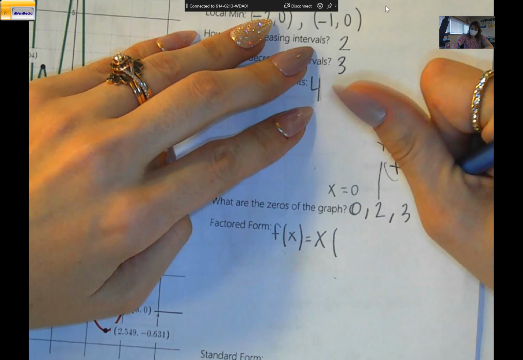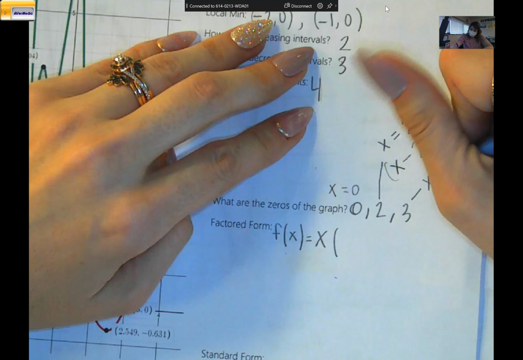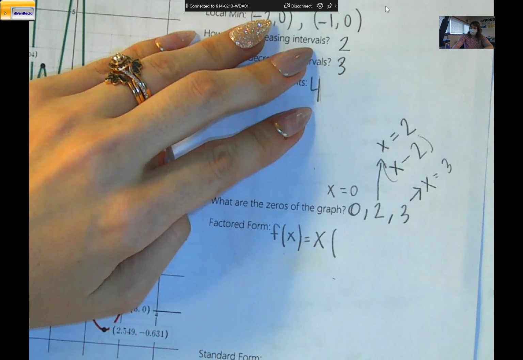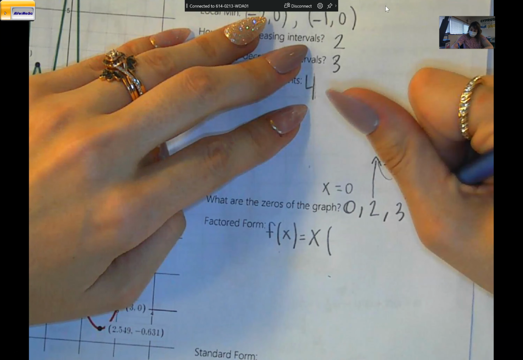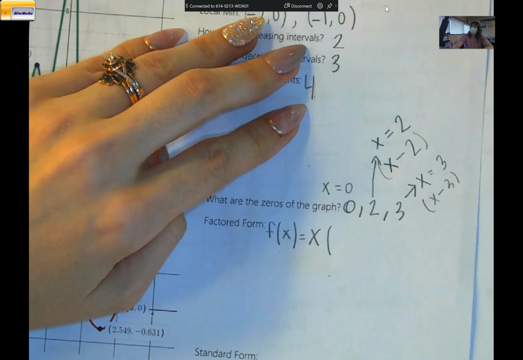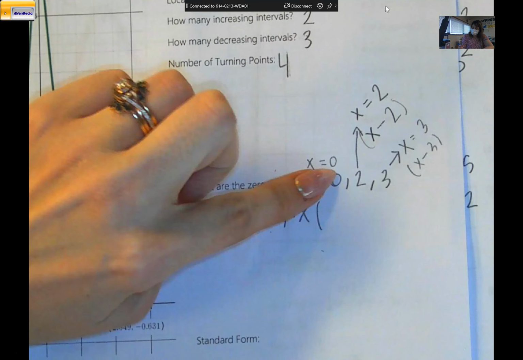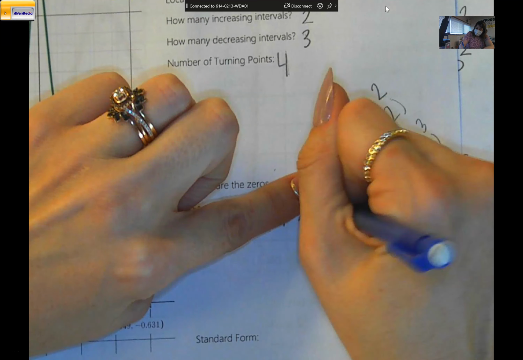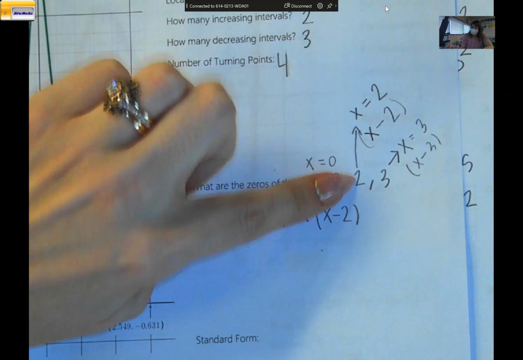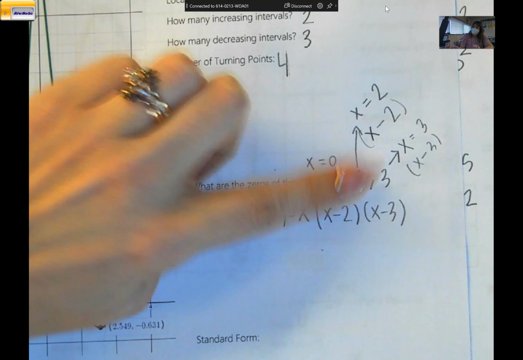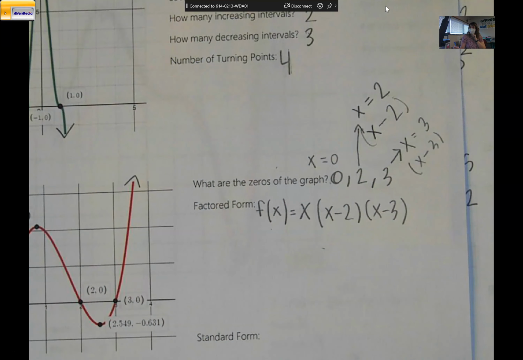So then what is this one? If x is 3, what did he start out as? X minus 3. So your factored form is x for this 0, x minus 2 for this 2, x minus 3 for this 3. It's been a while since we talked about that.